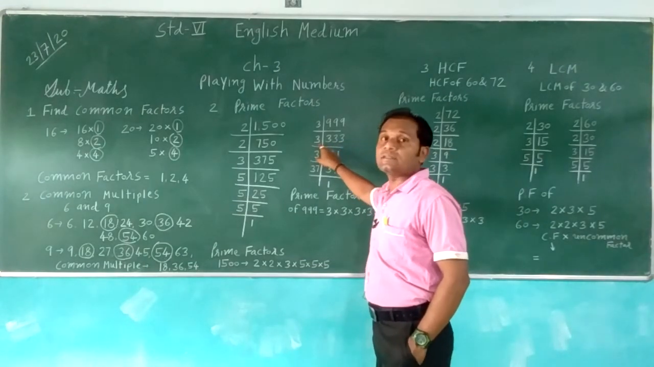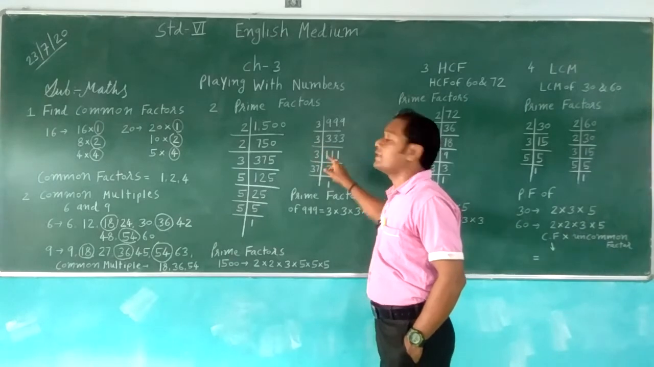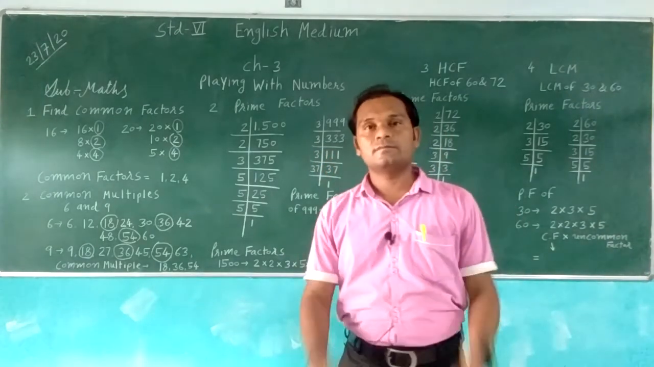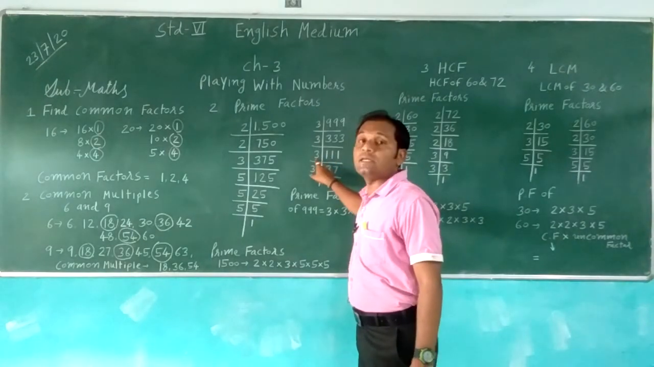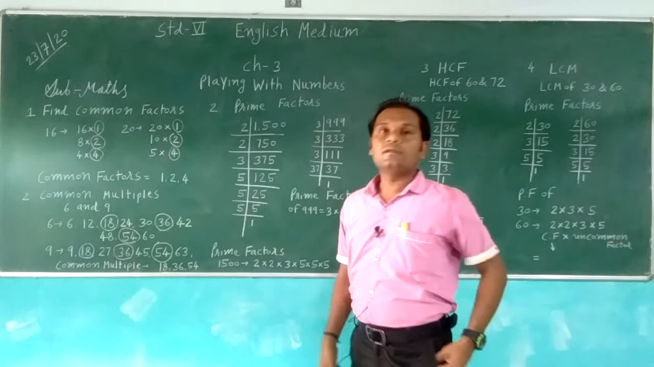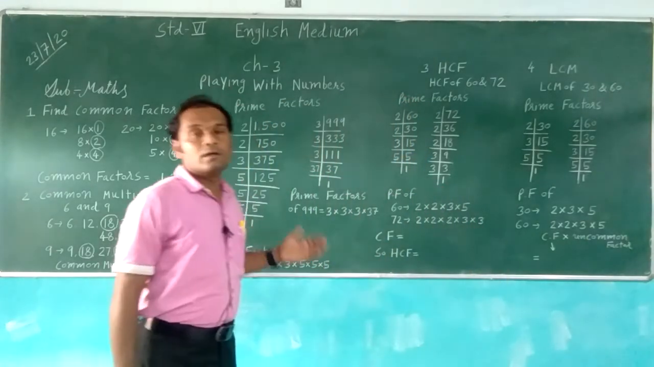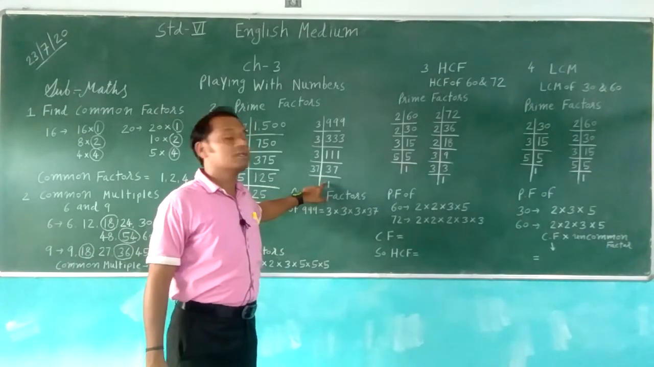333 is exactly divisible by 3. So we divide and we'll get 111. Now 111 is also divided by 3 and we get 37. But 37 we can't divide with any number, so 37 ones are 37.